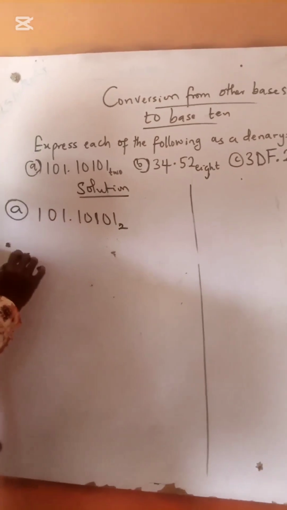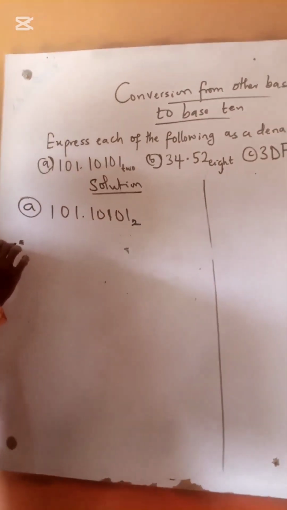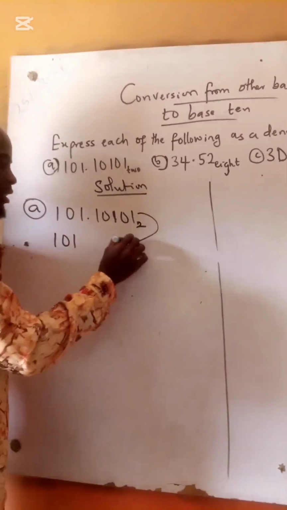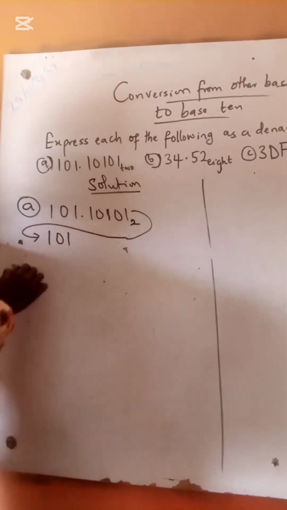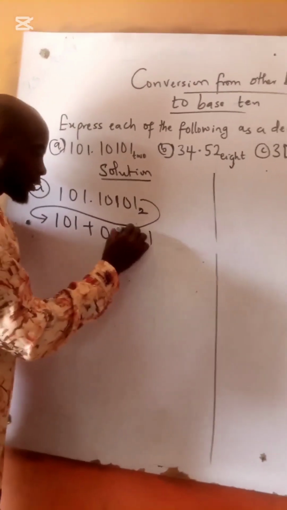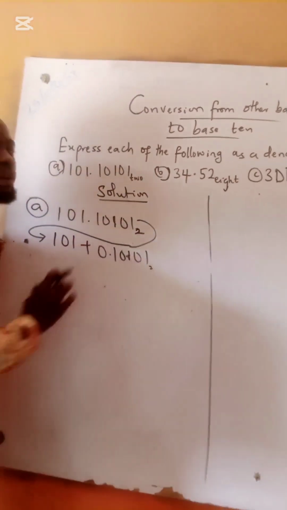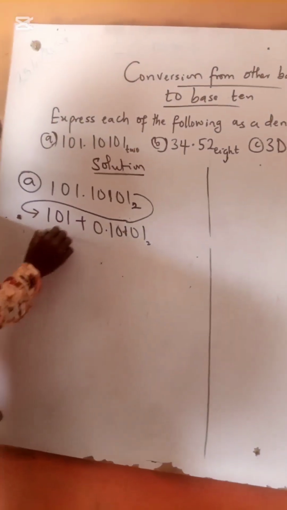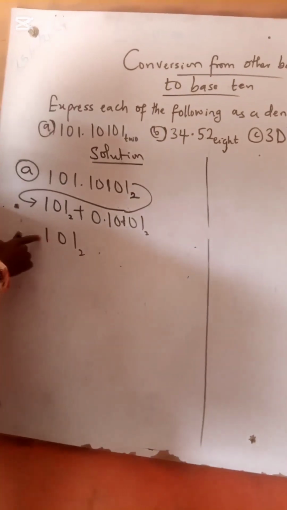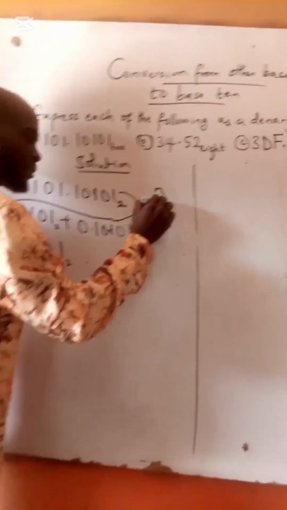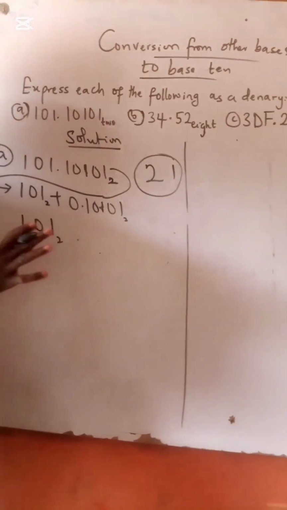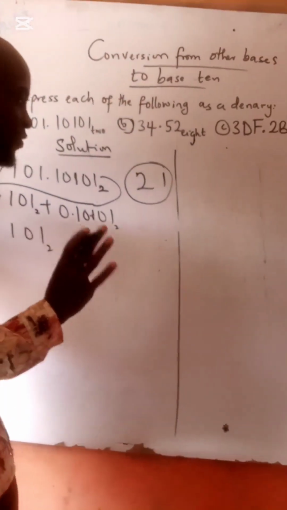If we are converting this, let me just break this into two. That 101. This can be rewritten as 101 plus 0.10101. So we are going to take this one by one. Converting this to base 10, let me quickly use as a reference, let's say this is 21 in the normal base 10 system that we have been familiar with.